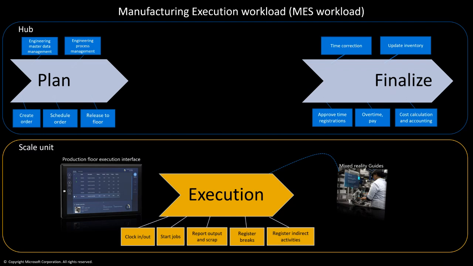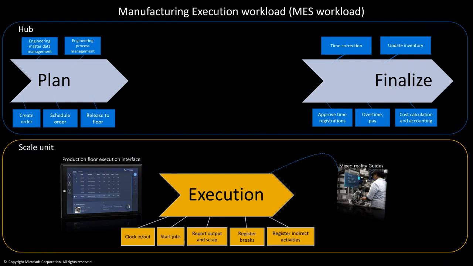So once it's on the scale unit, now via the production floor execution interface, we can transact against those orders on that scale unit. Here you can see we can perform actions such as clocking in or out of jobs, starting jobs, reporting the output and the scrap, registering breaks, registering indirect activities, etc. Also to note here is that if you are using mixed reality guides, these would also work on these scale units. So if connectivity were to get lost, those would continue to work as well on these scale units.